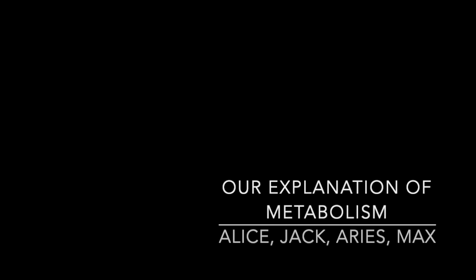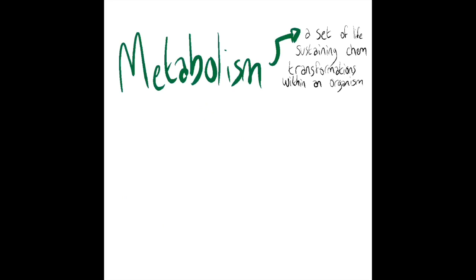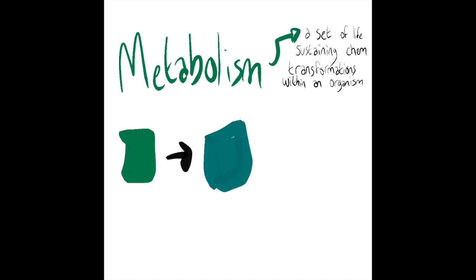Hello, and welcome to our explanation of metabolism. Metabolism is a set of life-sustaining chemical transformations within the cell of an organism. Via our example, the substrate turns from green to blue to yellow.